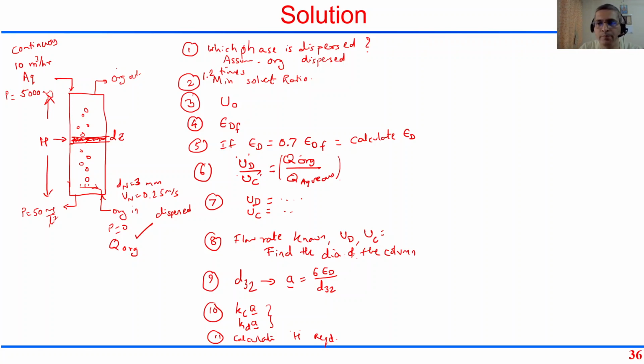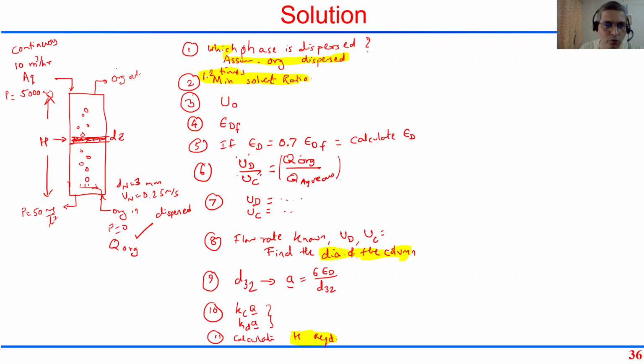Now mind you, the diameter of the column that we have calculated, and the height that we have calculated, are subject to this assumption. We have assumed that the organic phase is dispersed, we have assumed that we want 1.2 times the minimum solvent ratio.